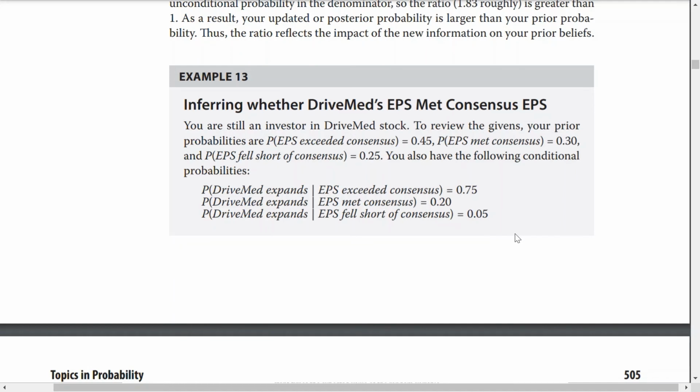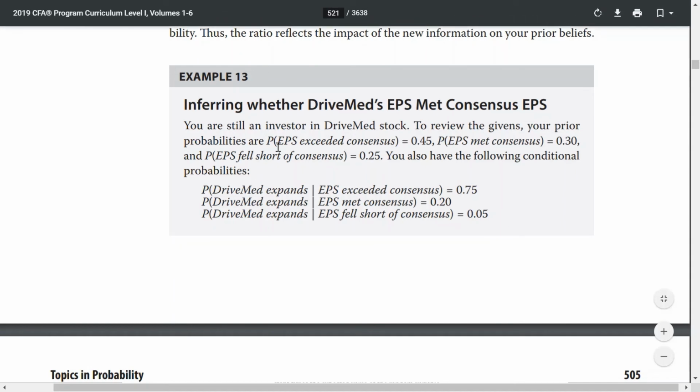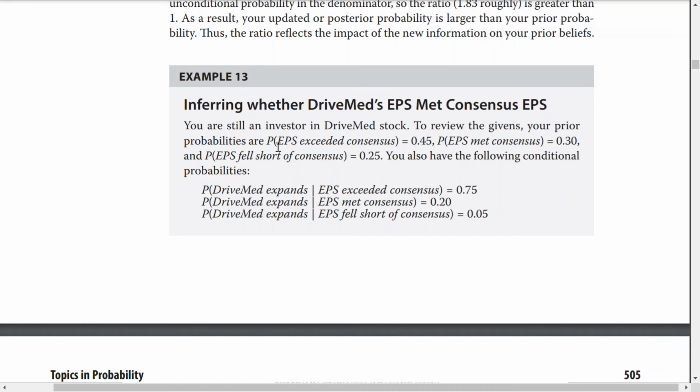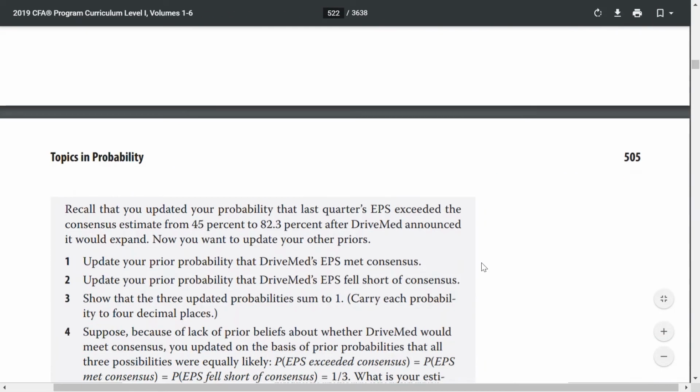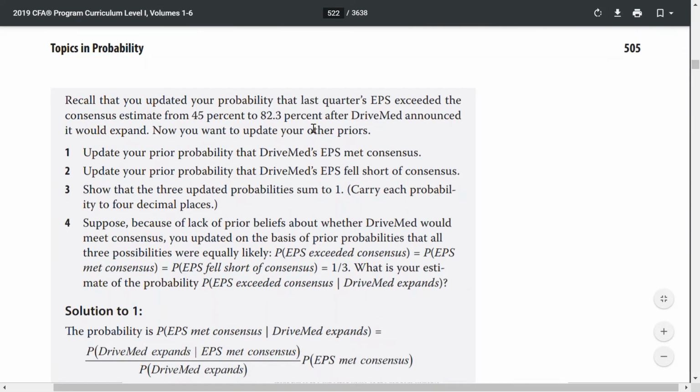Okay, example 13. Inferring whether DriveMed's EPS met consensus EPS. You are still an investor in DriveMed stock. To review the givens, your prior probability of exceeding consensus is this, meeting consensus is 0.30, and falling short of consensus is 0.25. You now have the following conditional probabilities listed out right here. Recall that your updated probability of last quarter is this, so you literally just plug it in.